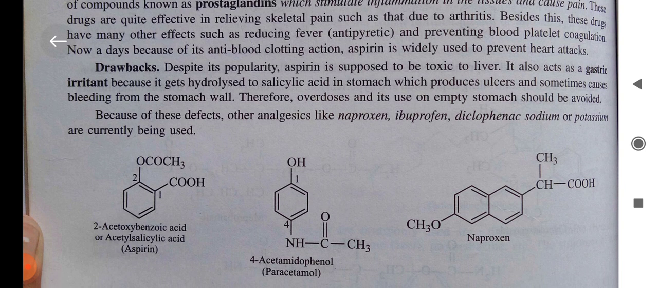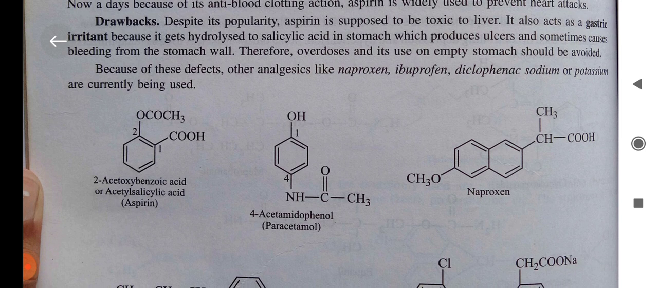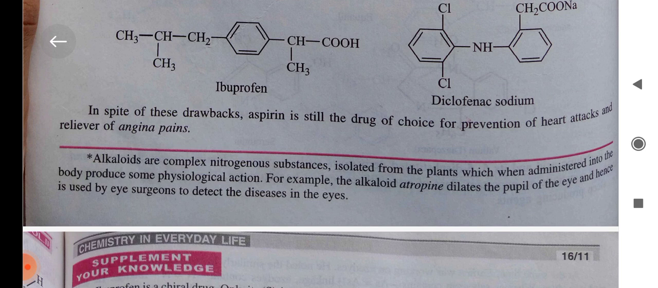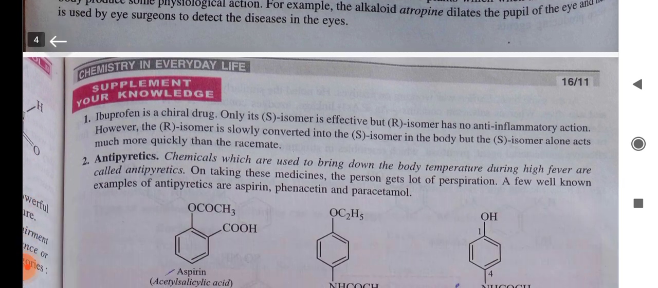The drawbacks of this are, despite its popularity, aspirin is supposed to be toxic to the liver. It also acts as a gastric irritant because it gets hydrolyzed to salicylic acid in the stomach, which produces ulcers and sometimes causes bleeding from the stomach wall. Therefore, overdoses and its use on an empty stomach should be avoided. Because of these defects, other analgesics like naproxen, ibuprofen, sodium or potassium salts are currently being used. In spite of these drawbacks, aspirin is still the drug of choice for prevention of heart attacks and reliever of angina pains.